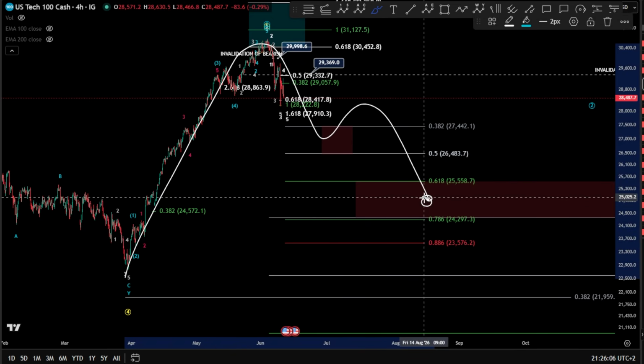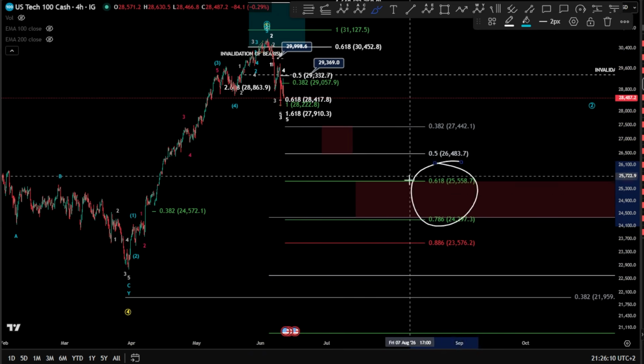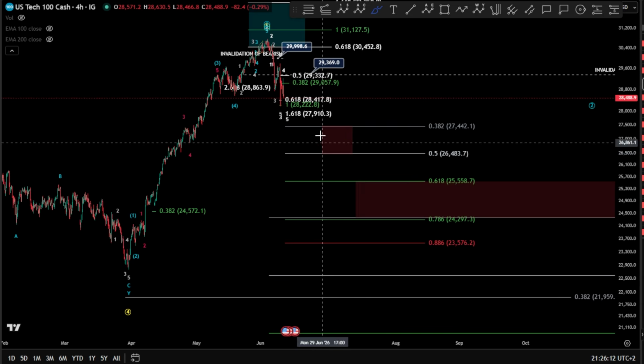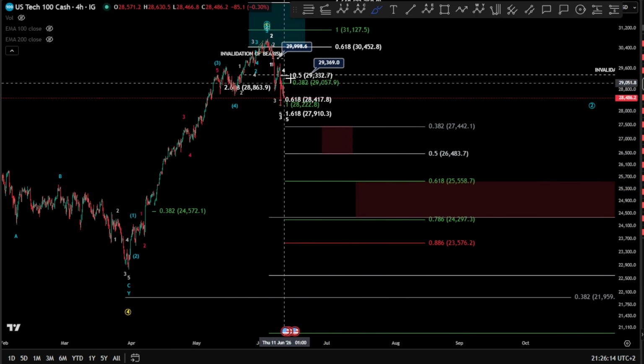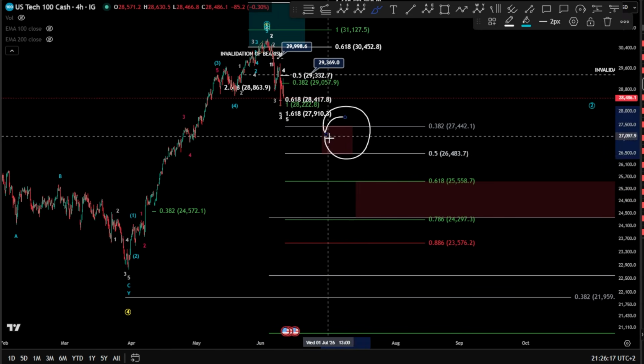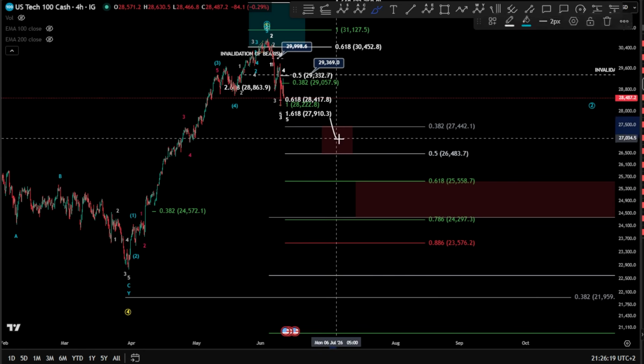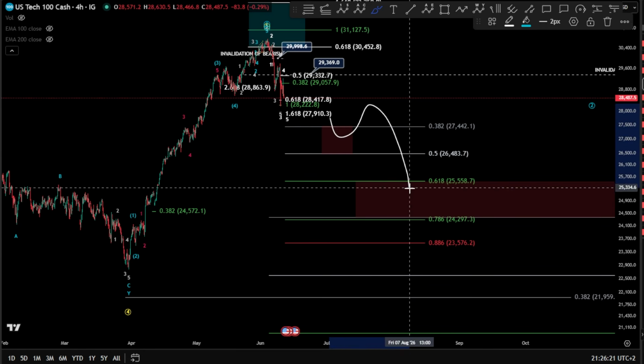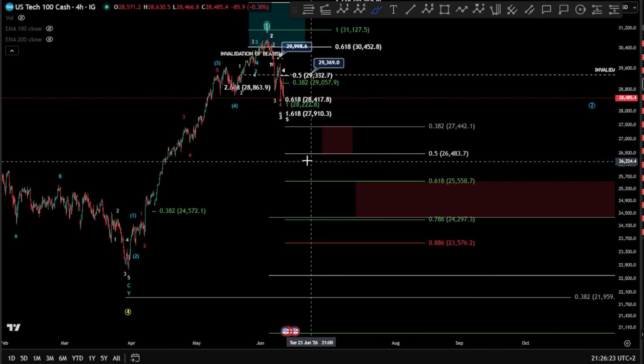But basically, we might get a deeper correction to reach the 25K, between the 0.618 and 0.786, in an A, B, and a C. But currently, I still need to test this area, see, of course, a further signal of weakness, and then we start to call, of course, this area.